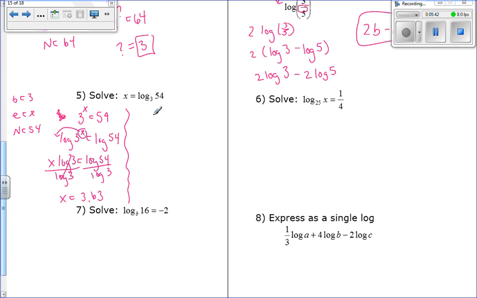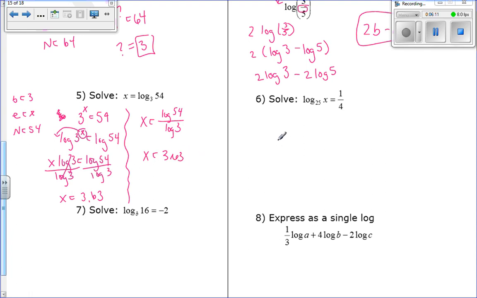The other way to look at this problem is I have just an x and I have a log of a number in the base, and I can use my change of base formula. So if I do that, x would be equal to the log of the number over the log of the base. We briefly did this on day 3 with the common logs and the natural logs. Just type it into your calculator and you'll still get 3.63.